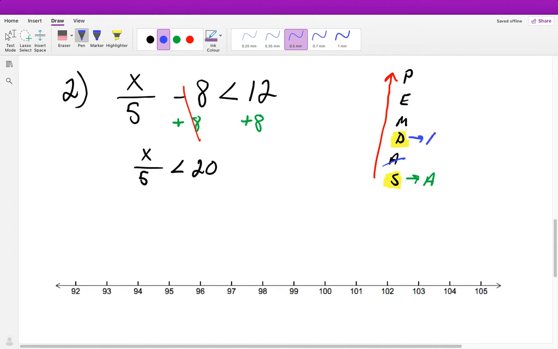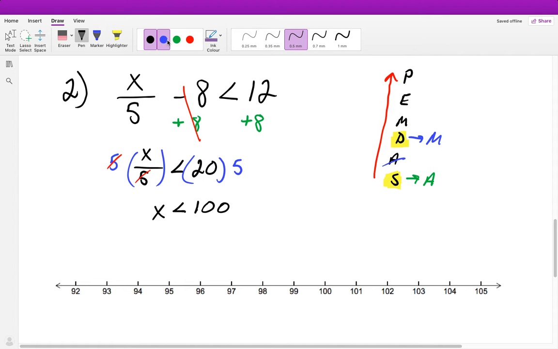How do I get rid of division? Through multiplication. So when I see x divided by 5, to get rid of that divided by 5, I need to multiply by 5. And what I do to one side, I have to do to the other. Well, here 5 divided by 5 is 1, so I'm going to be left with just 1x, or I can just write x. So x is less than 20 times 5, which is 100.